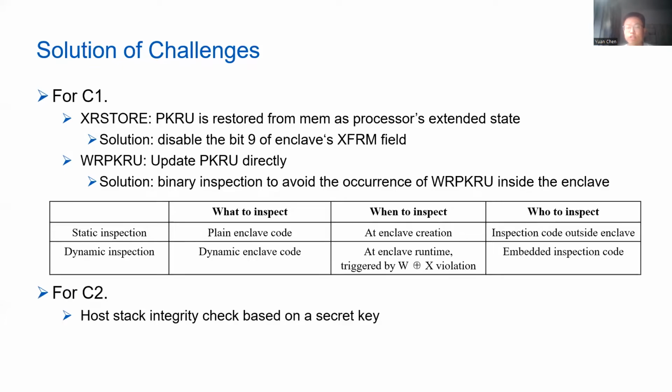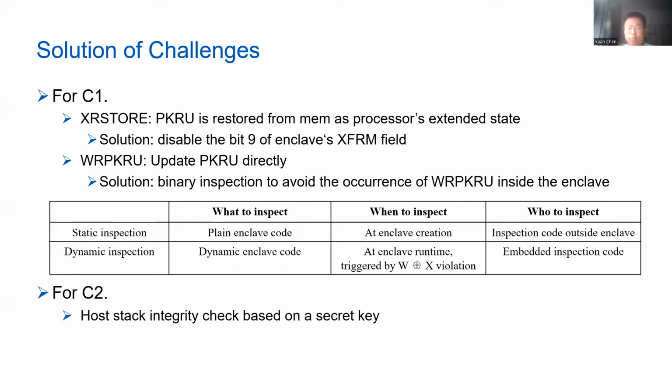Here is our solution to the challenges. For challenge 1, there are two instructions that can be used to update the PKRU register inside the enclave: the XRSTOR instruction and the WRPKRU instruction. The XRSTOR instruction regards the PKRU register as part of the processor's extended state and restores it with data from memory. Our solution to it is kind of easy. Just disable bit 9 of the enclave's XFRM field.